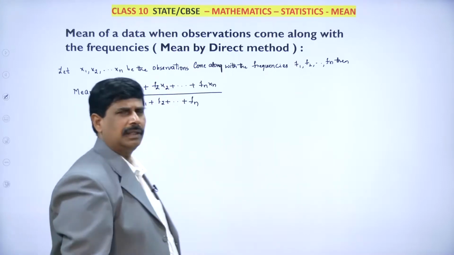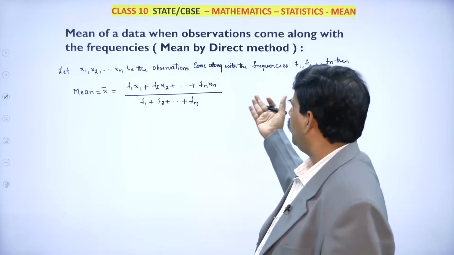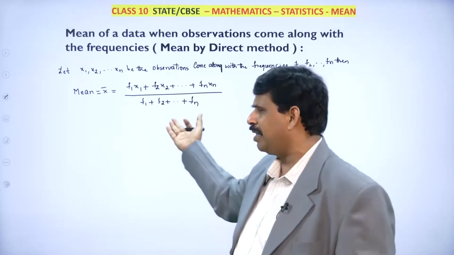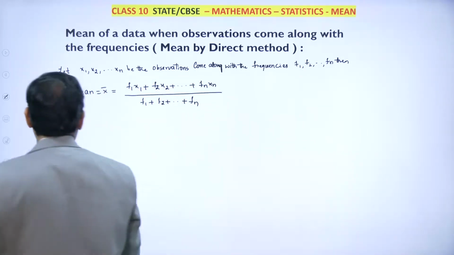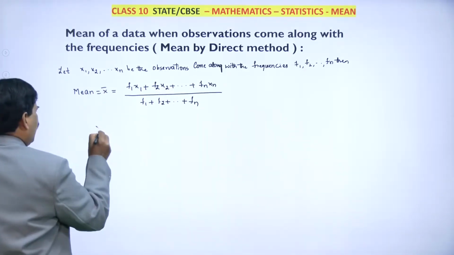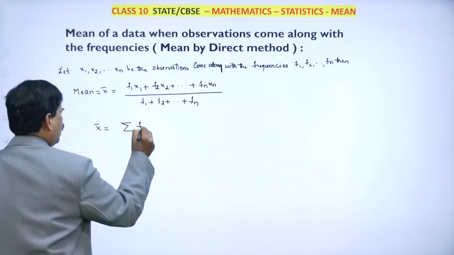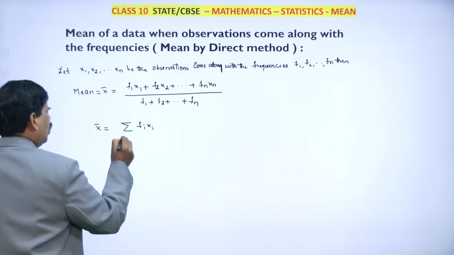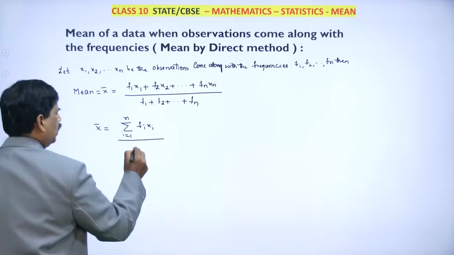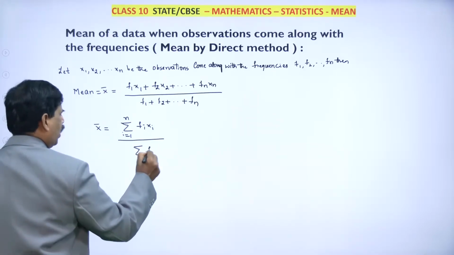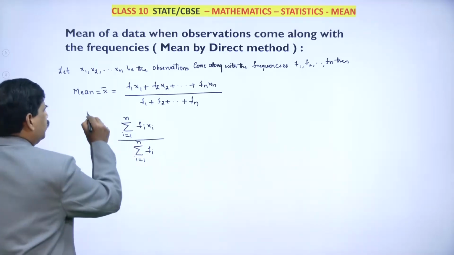What we are doing, children, we are multiplying the first frequency with the first observation, adding to it the second frequency multiplied with the second observation, like that up to the nth frequency multiplied with the nth observation. Is it clear? Follow, children? So this is what you have to do when the observations come along with the frequencies. Here, you can write this symbolically as sigma fi xi, where i takes the values 1 to n, by sigma fi, you are adding all the frequencies, and here also i takes the values 1 to n.